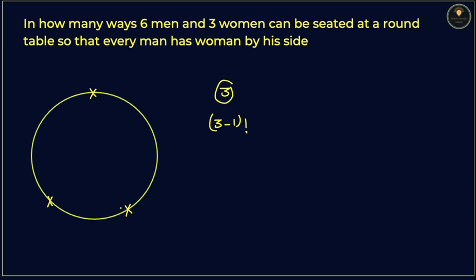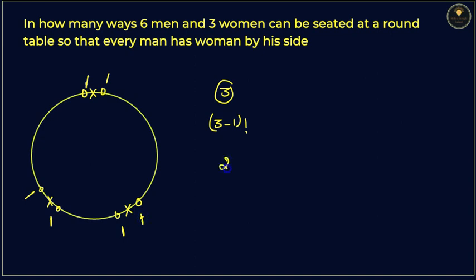Now since we have already arranged all the women, now we can arrange the men, which means we are having 6 places, that is this one and this one. So we are having a total of 6 places that we can see from here.